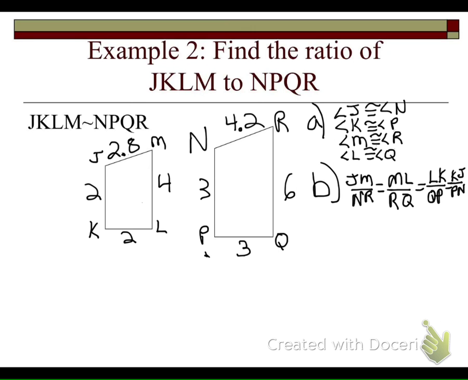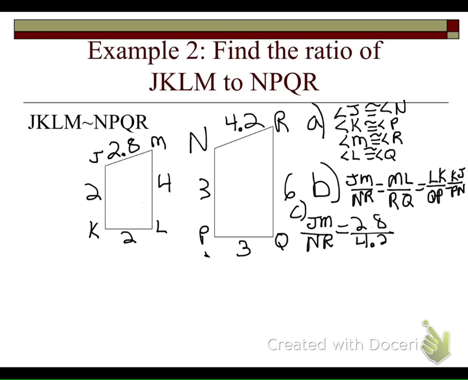Are you guys okay with how we got those? So we see it's this side and we keep going on. Now we're going to substitute in the numbers that we know and create those ratios. So we have JM. What's our value for JM? So we have JM over NR. You said it was 2.8? Yeah. 2.8 over 4.2. When you go to your calculator, you're going to put this in and hit divide.